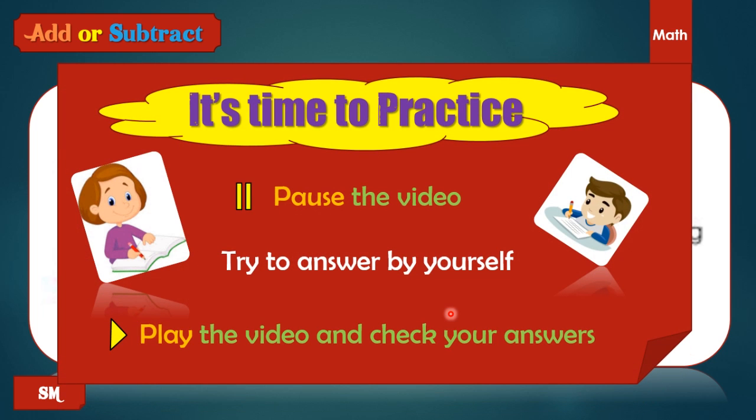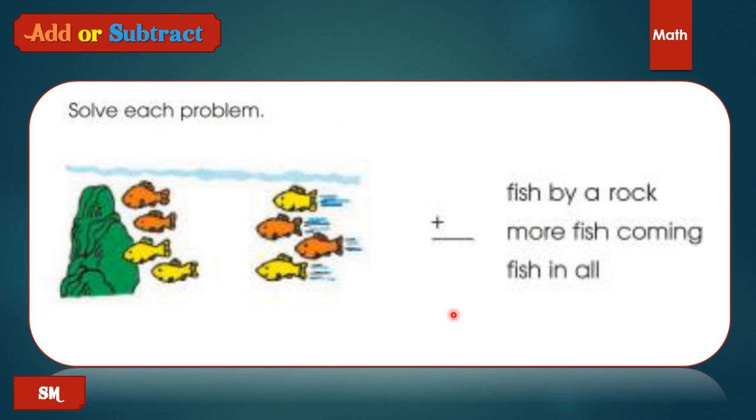Pause the video, answer, play the video and check your answers. Have you finished? Okay, let's see. Here, he said, how many fish by a rock? 1, 2, 3, 4. Write 4. How many more fish coming? 1, 2, 3, 4. We have another 4. How many fish in all?